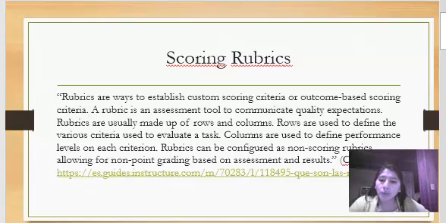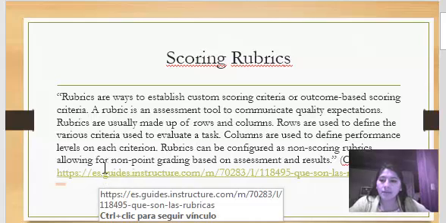Rubrics can be configured as non-scoring rubrics, allowing for non-point grading based on assessment and results. This concept I take at the platform Canvas, and this is the link.